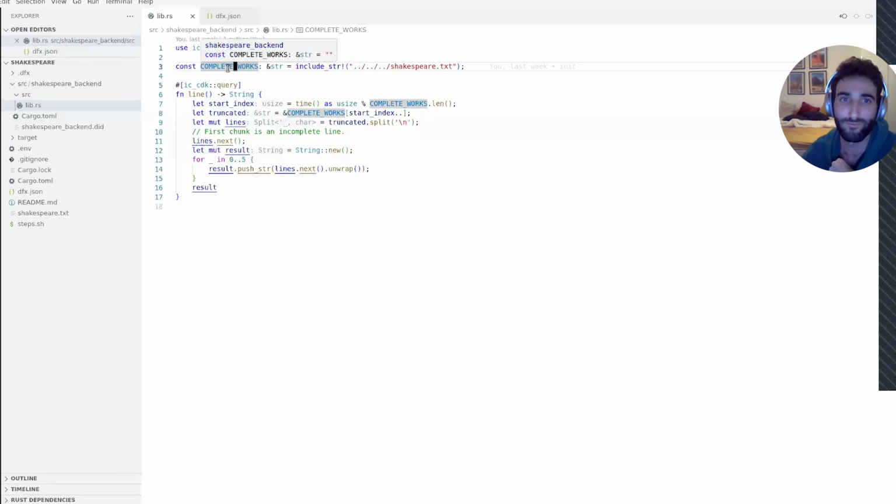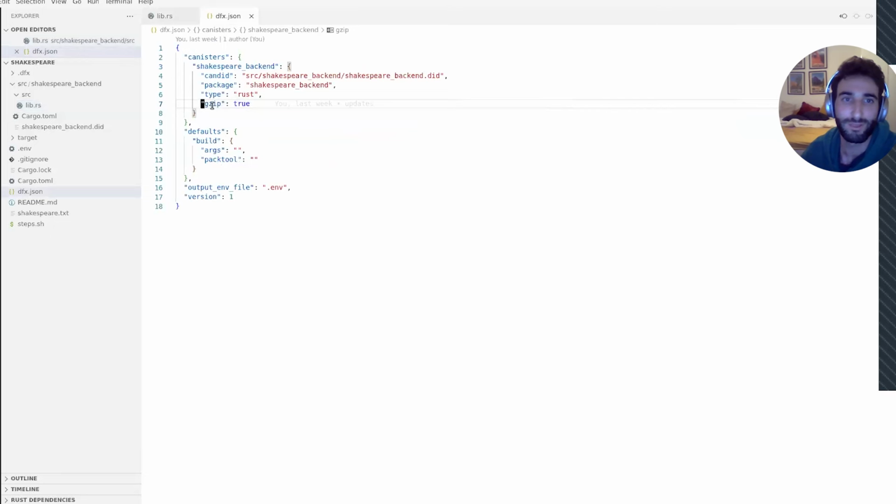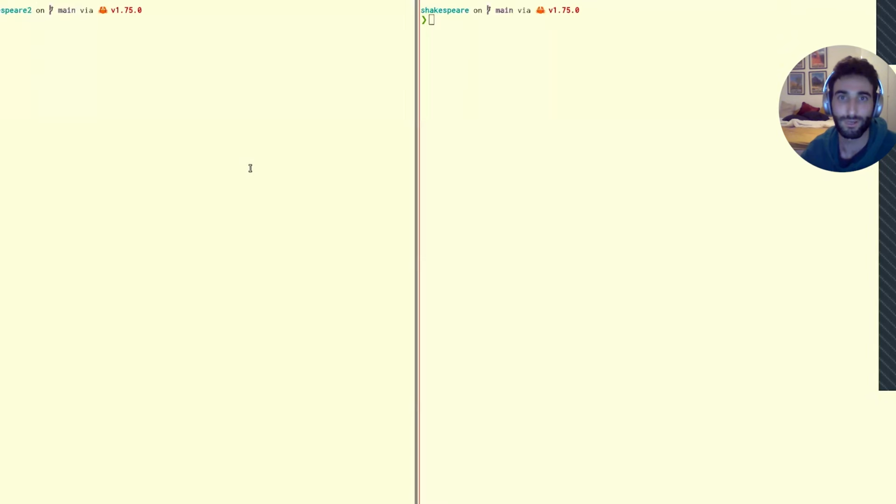All this is doing is I have the full complete works embedded. I use the time to get a random number, and then I use that to pick some line from the file to reply back. And if you look at the dfx.json, you can see I'm using the gzip option. Previously this was the best case you could do, to gzip your canister before deploying it. Now I have DFX running in the background here, and I have two separate copies of this canister. I'm going to try to deploy them using the previous version of DFX, 0.15.3, and also using the latest beta, and we'll see the difference.